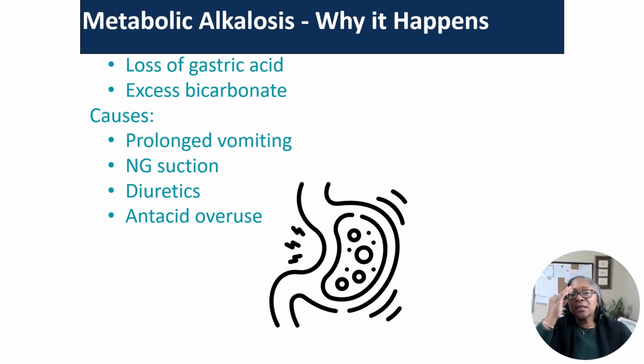Well, the NCLEX will test on causes like prolonged vomiting, excessive diuretic use, NG suctioning, acid overdose or overuse. So there's going to be a loss of stomach acid, which increases alkalinity. So try to remember if the patient has vomiting, they're using diuretics, and they have muscle weakness, then more than likely they will develop metabolic alkalosis.